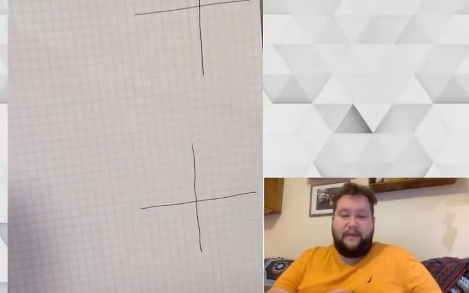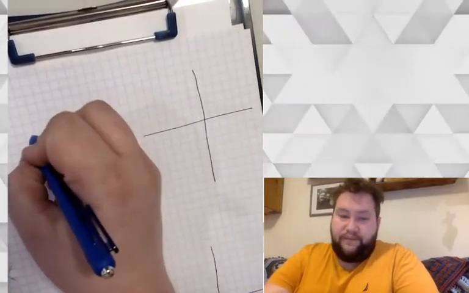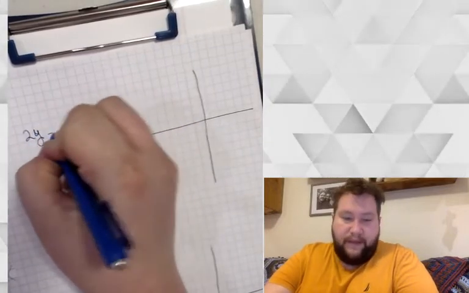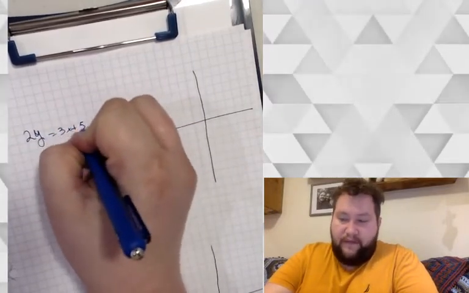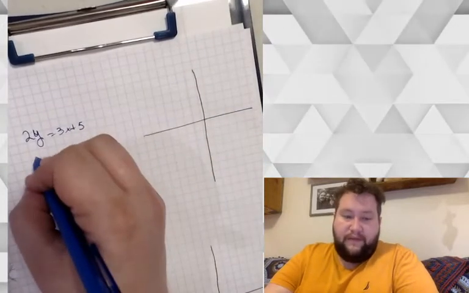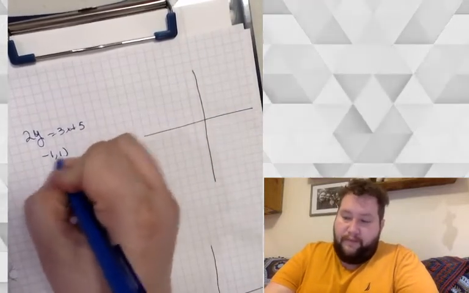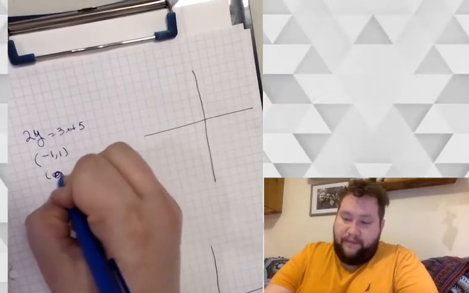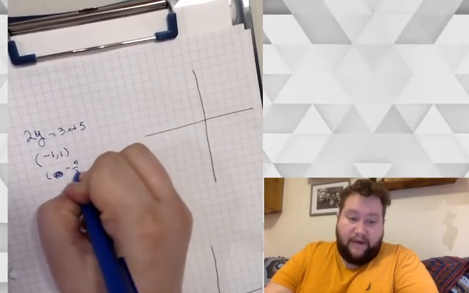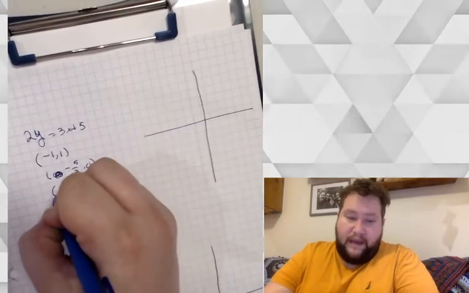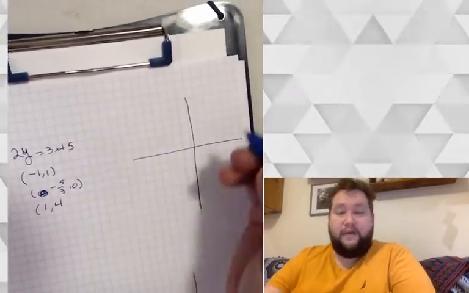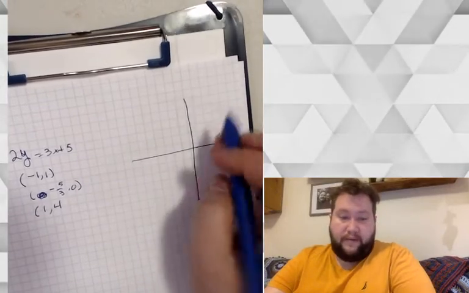And let me write that equation again. So I had the equation, I'll write it in both forms, 2y equals 3x plus 5. And we knew that 3 of its solutions were (-1, 1), (0, 2) was not, but (-5/3, 0) was, and (1, 4) was. And so I can go ahead and plot those 3 points over here on my graph.